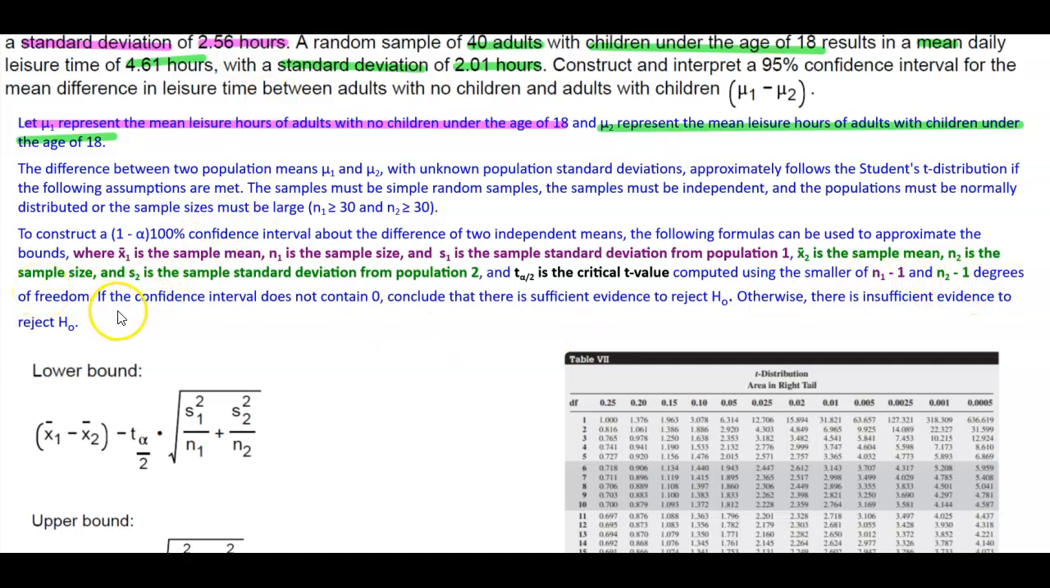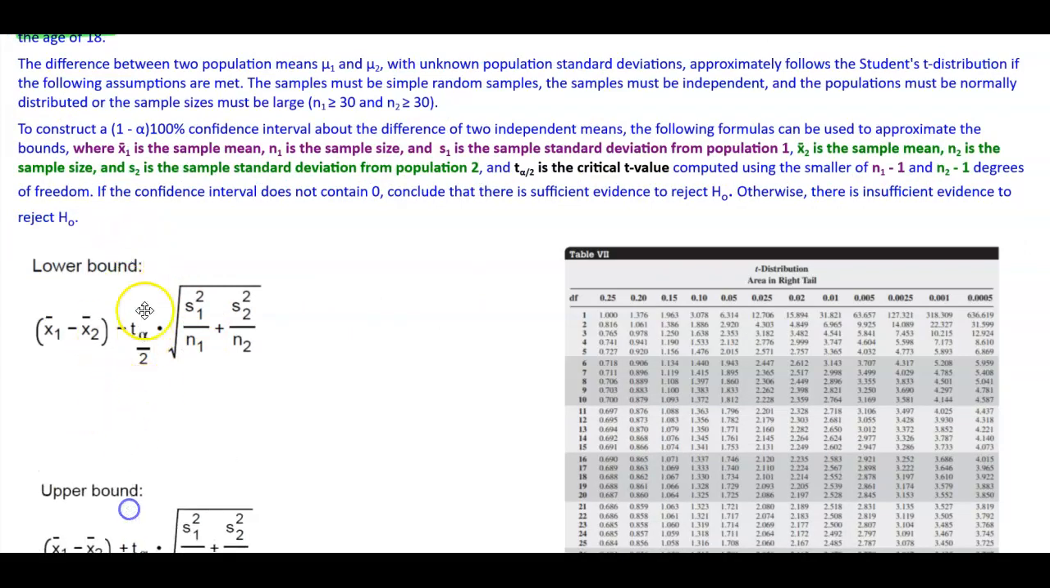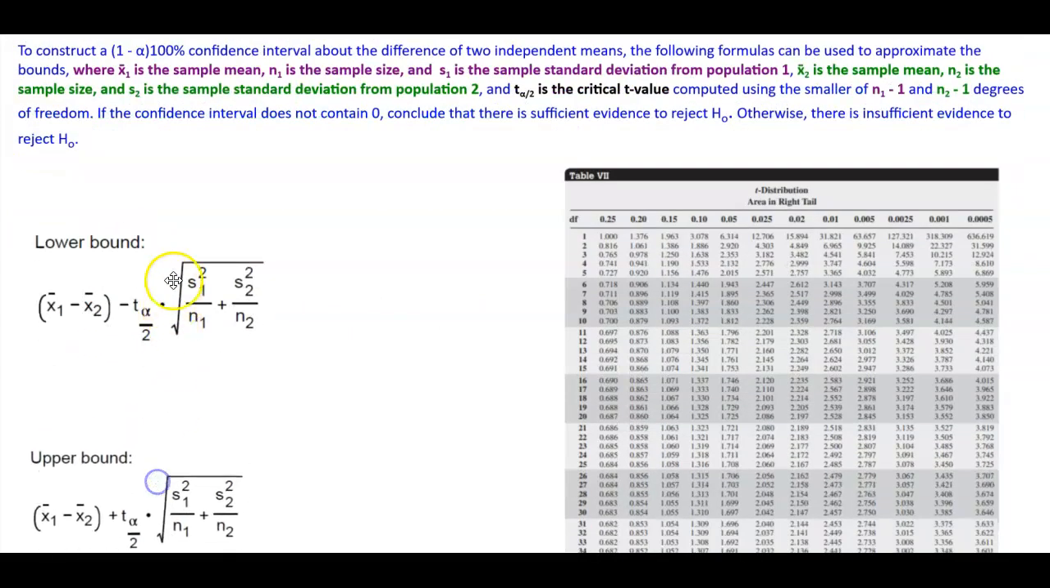Now once we find the confidence interval, if the confidence interval does not contain 0, we conclude that there is sufficient evidence to reject the null. Otherwise, there is insufficient evidence to reject the null. So here are our formulas for the lower bound and the upper bound.